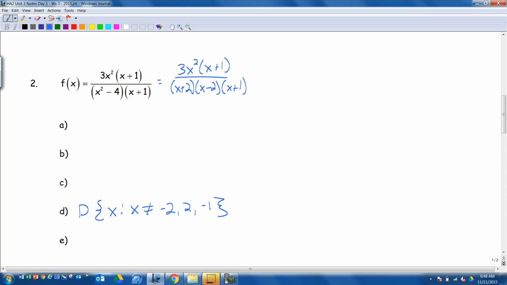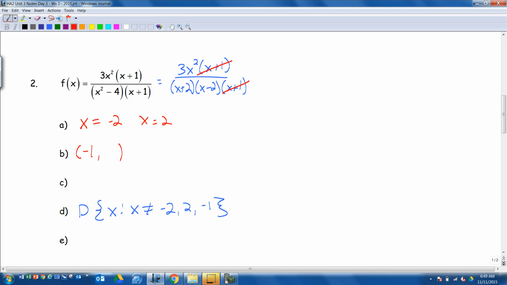Now, you have to decide which of those are holes or vertical asymptotes. Does anything cancel? Sure enough, when you simplify this, the x plus 1's go away, which means that for b, the hole, the x coordinate, or the thing from the domain that's the hole, is -1. Remember, you need to find the y coordinate. We'll do that next. First, we're going to figure out our vertical asymptotes. They're the things that are left over underneath from the domain. So we'd say the vertical asymptotes are x is equal to -2 and x is equal to 2.